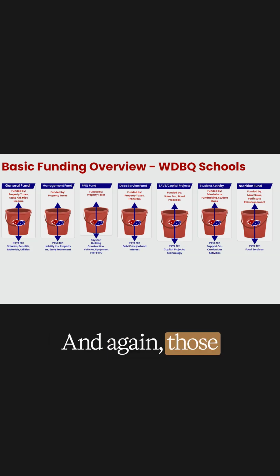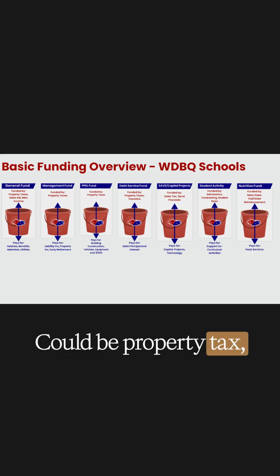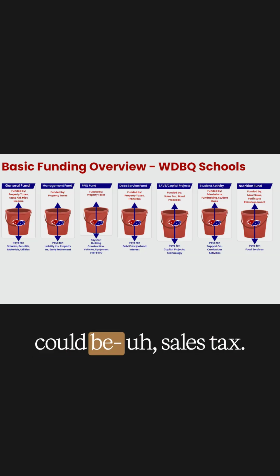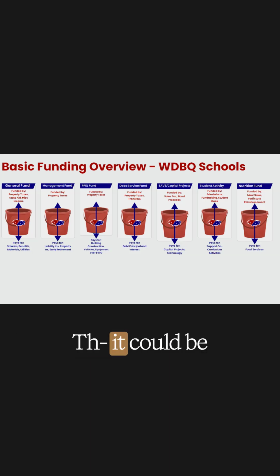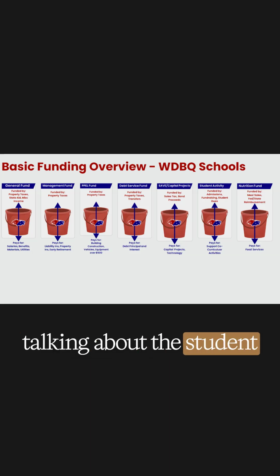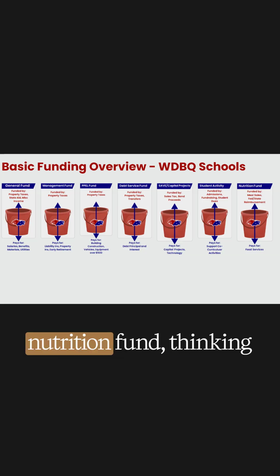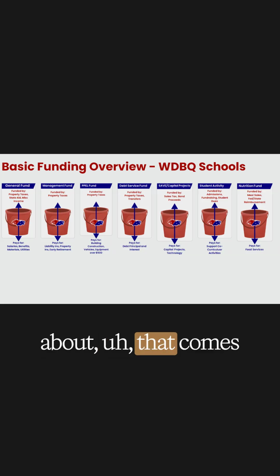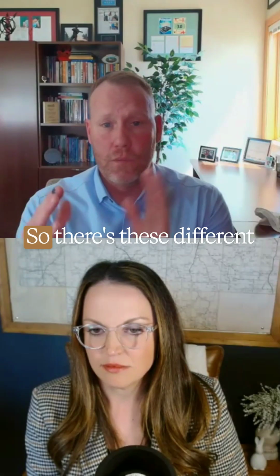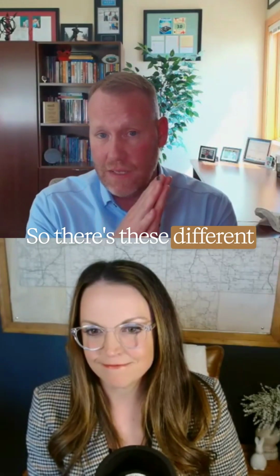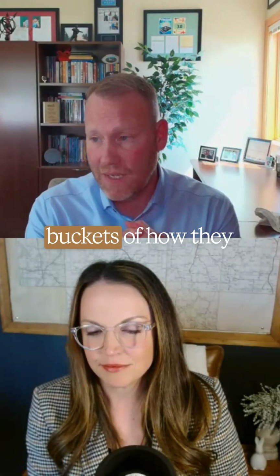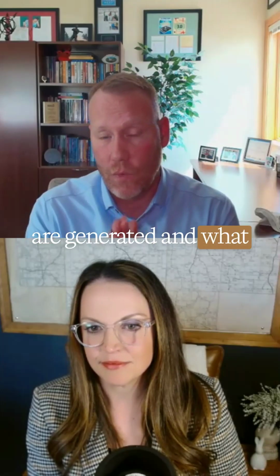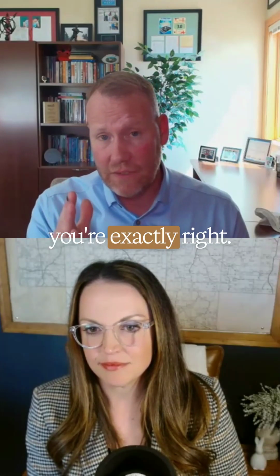And again, those funds are generated by various things. Could be property tax, it could be state aid, it could be sales tax, it could be bond proceeds, it could be fundraising if you're talking about the student activity fund, or the nutrition fund, which comes from federal funding. So there are these different buckets of how they are generated and what you can spend on. But you're exactly right.